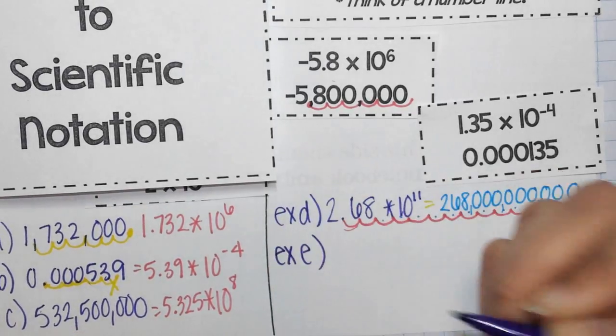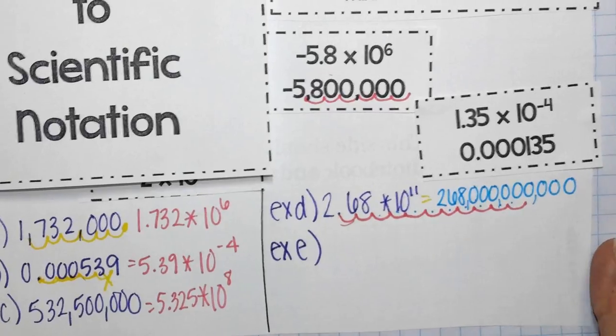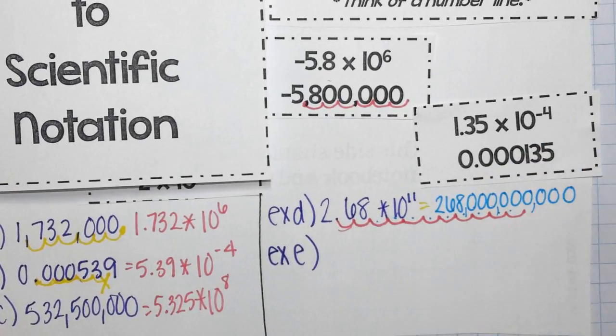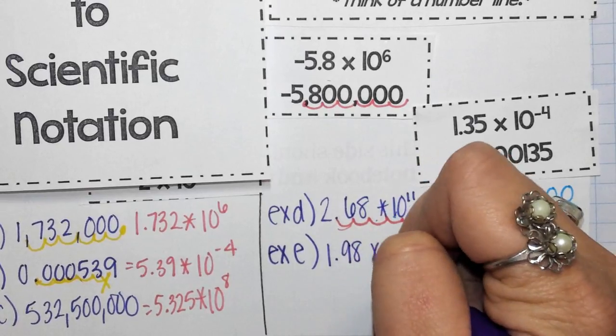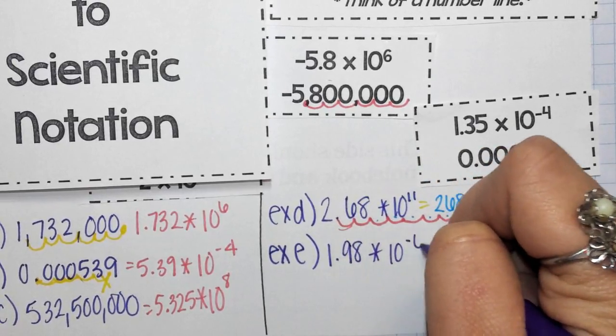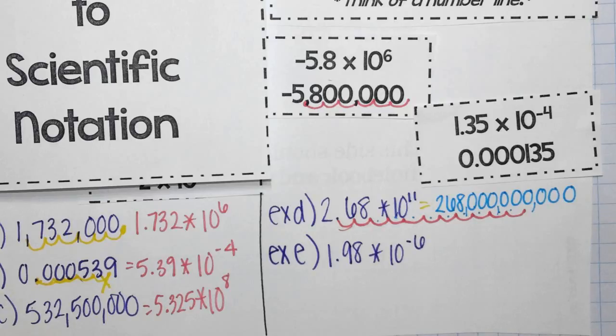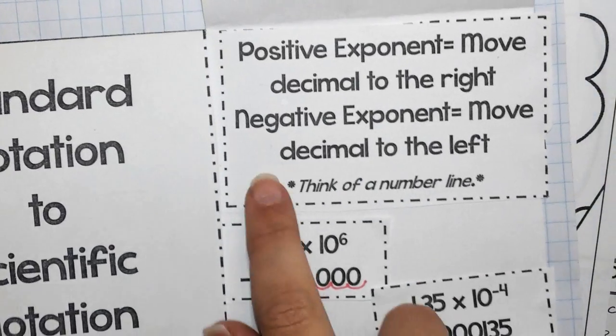Alright, example E. Let's do 1.98 times 10 to the negative 6. Now, is that a positive exponent or a negative exponent? That's a negative. So are we going to go to the left or to the right? To the left. Now it tells you up here, correct?